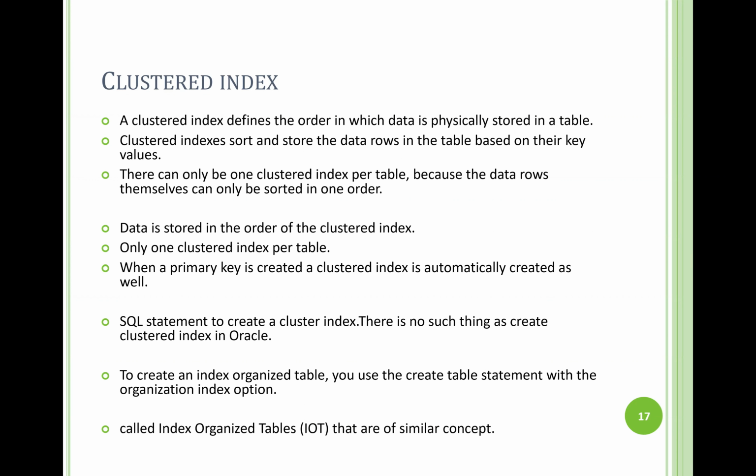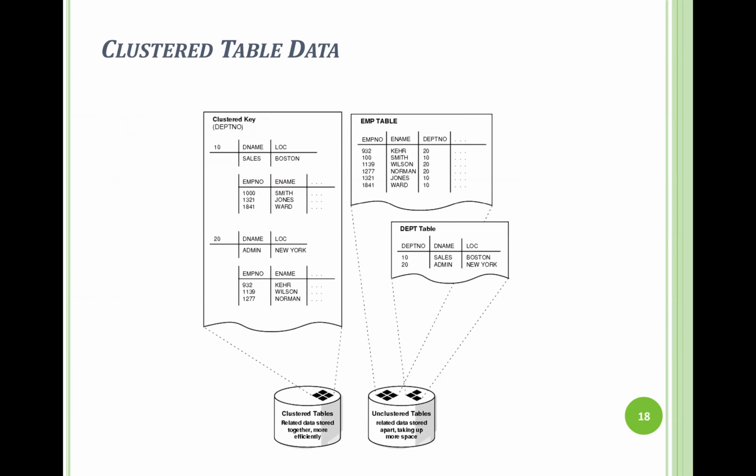Clustered index means, how the cluster data will be stored, I will show you. This is the cluster table index. See here, this is the employee table. You have employee number, employee name, department number. Then the departments table, another table, has department number, department name, location ID. So in unclustered tables, related data is stored separately. So this is how the data will be stored.